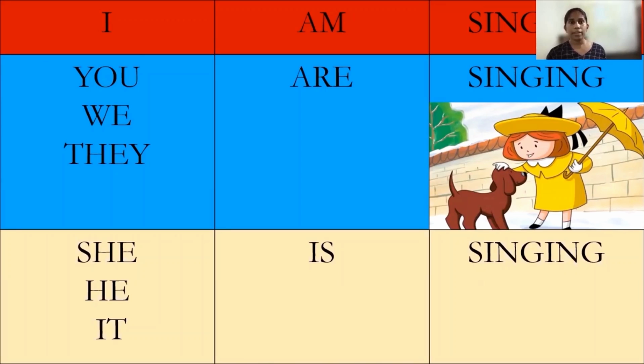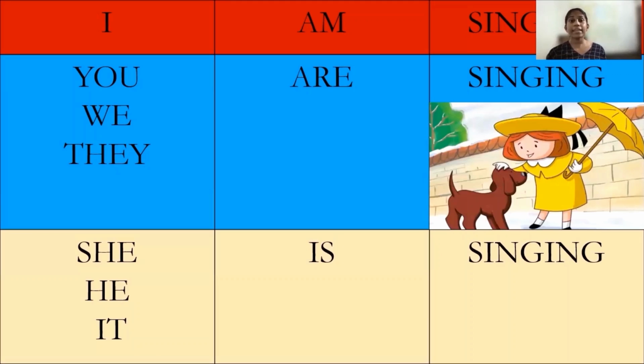If the subject is plural, like you, we, they, not only that, teachers, students, cats, dogs, like that, the relevant helping verb we should add is are. Here, you, we, they are plural subjects, so I have used the helping verb are. And then the ing form of the verb. Here the verb is sing, so I have used the ing form, singing. So you are singing, or we are singing, or they are singing.